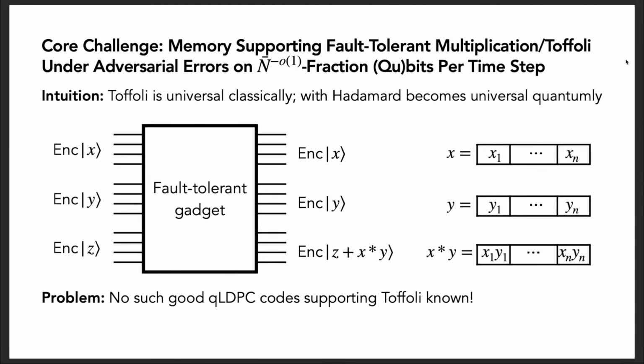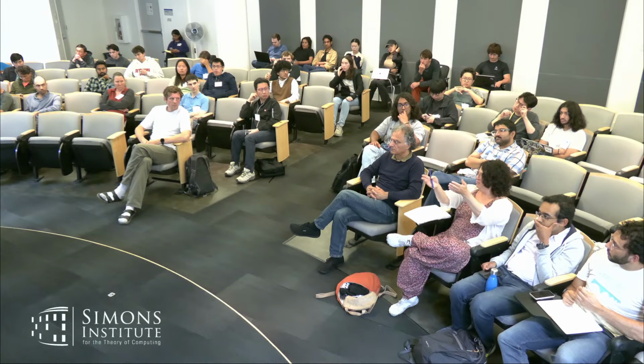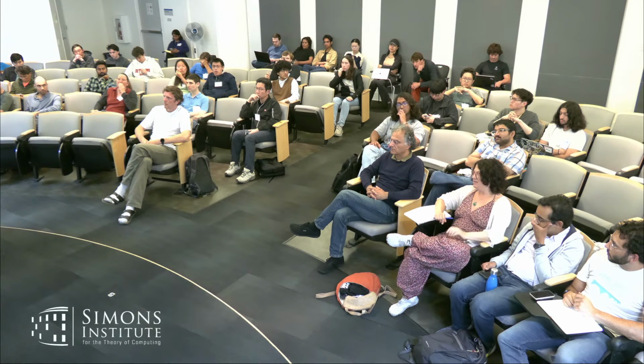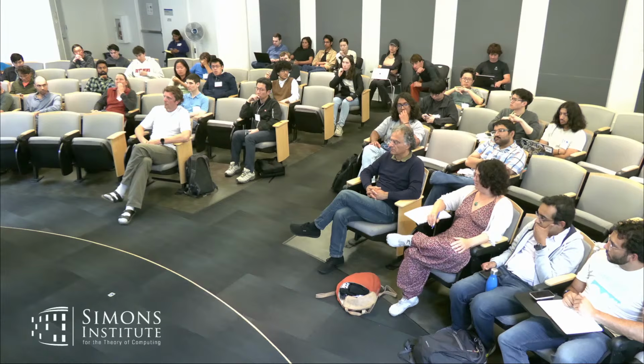Sorry, can you say again the core challenge? I mean, this is a single gate, and if you corrupt less than, I don't know, a third, so if you corrupt not too many qubits, then it will be okay. So if you corrupt less than even a third or a sixth of the qubits, that's okay. So what's the core challenge here?